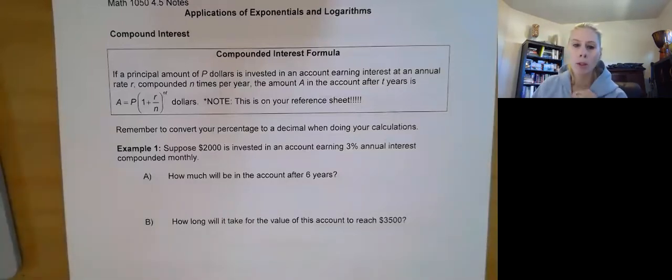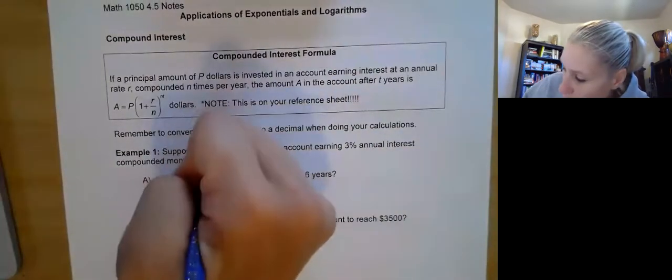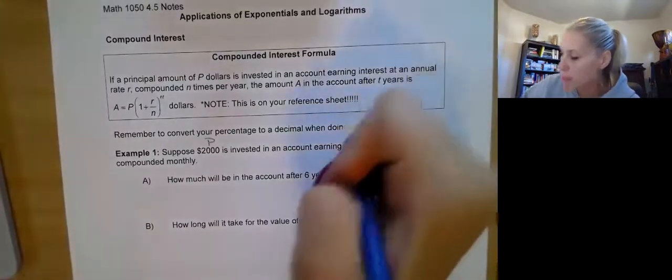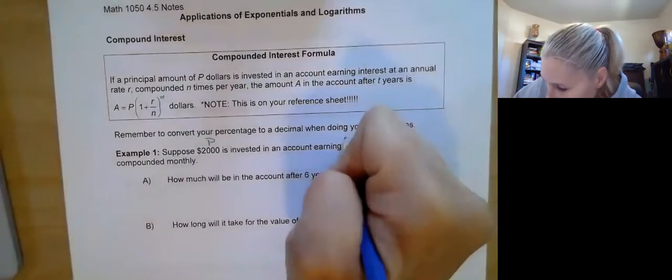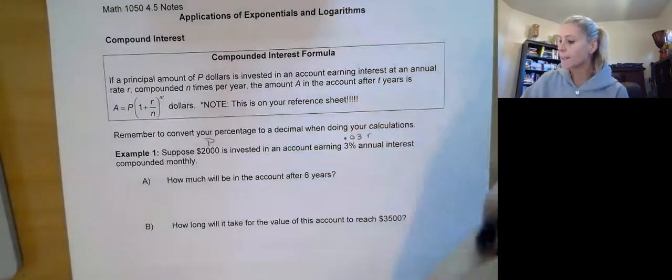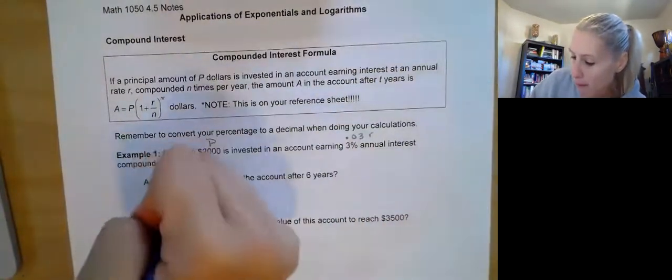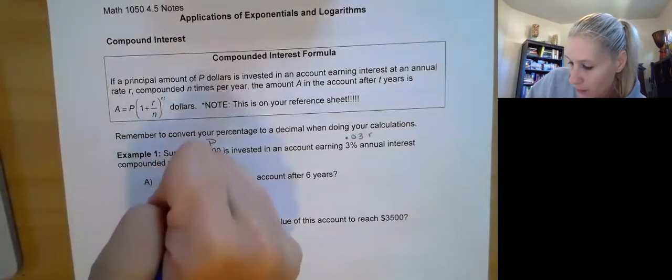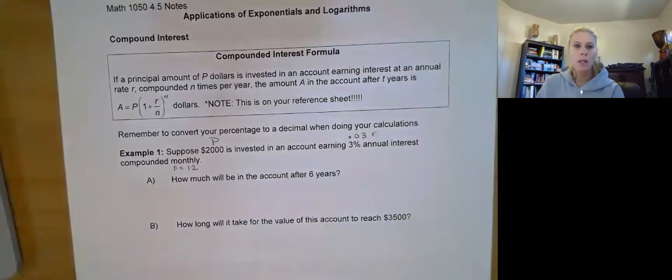So suppose $2,000 is invested. So that's what I put in, so that's my principal. Into an account earning 3%. So my rate is 0.03. Move it over twice, right? And it's compounded monthly. That means my N equals 12 because there's 12 months in a year. How much will the amount be in the account after 6 years?